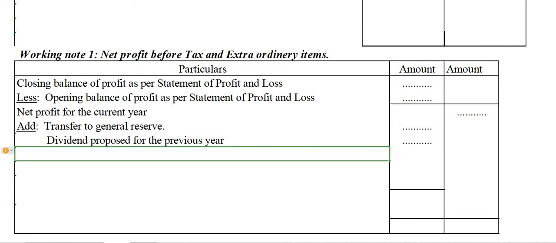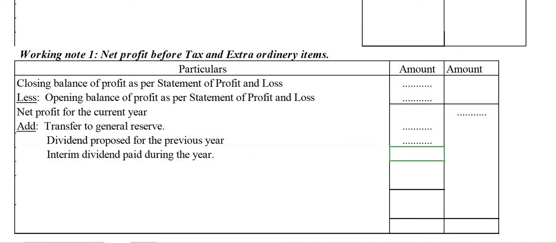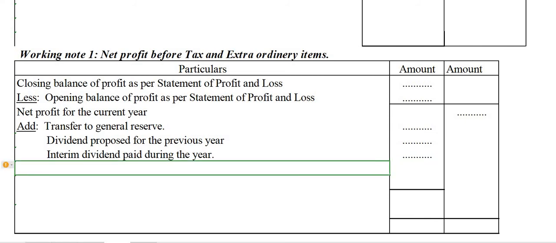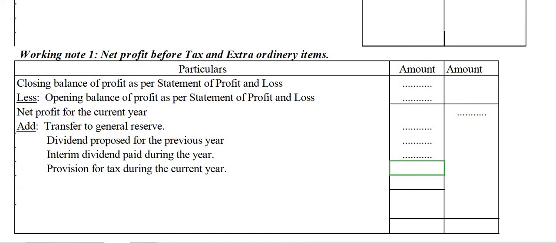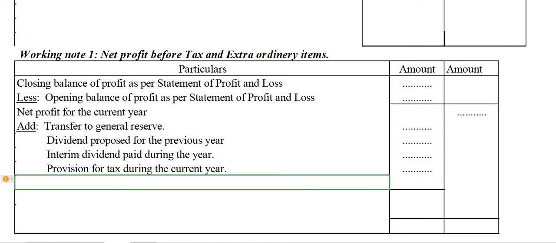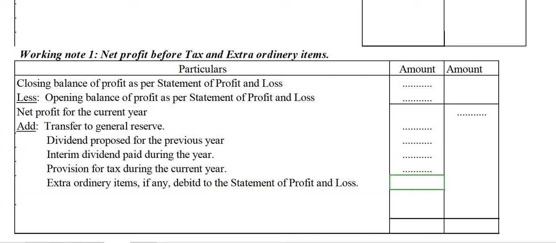Okay. Then the next item, interim dividend paid during the year. This year if any interim dividend is paid, it is charged to profit and loss account. Then provision for tax made during the current year. This year if any provision for tax is made, that will be adjusted here. Then next, any other extraordinary items that are debited to profit and loss account. This extraordinary item also we will discuss later. Okay, so that will be mentioned here.